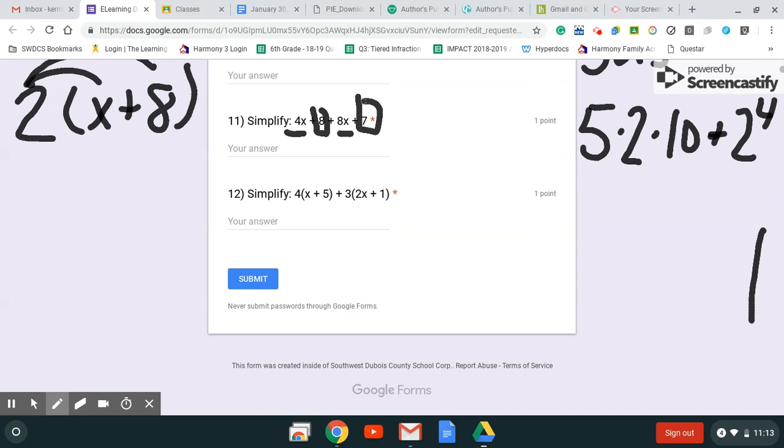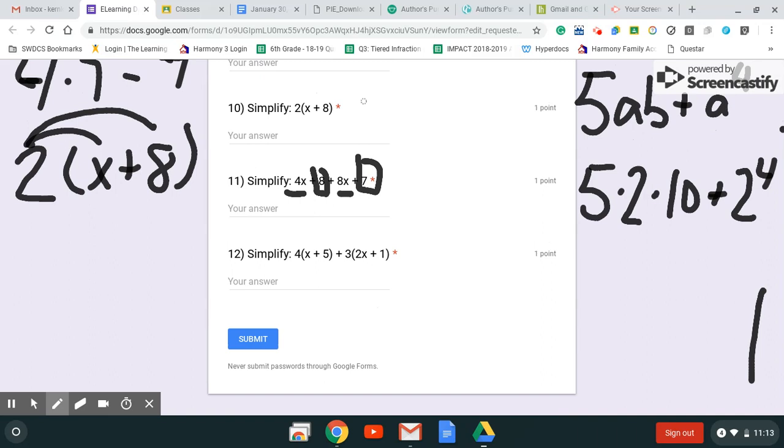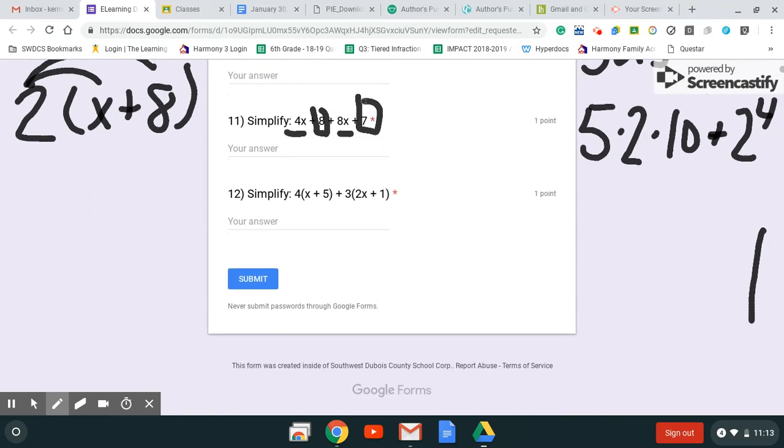And then number 12 is the same type of problem. It's just you're using what you did in 10 and 11 into one problem. So you're going to distribute your 4, distribute your 3, and then combine like terms.